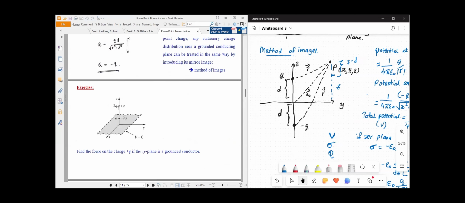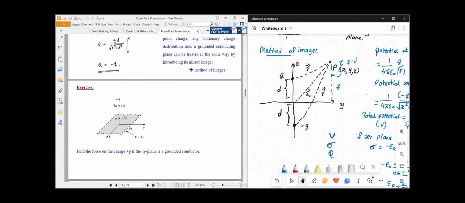So try this question. Now in this question, there is a grounded conductor. This xy plane is a grounded conductor, and we have two charges here. The first charge is at a distance 3d from the origin, and the magnitude of that charge is plus q. Then we have another charge at a distance d from the origin, and its magnitude is minus 2q. So find the force on the charge q if the xy plane is a grounded conductor.